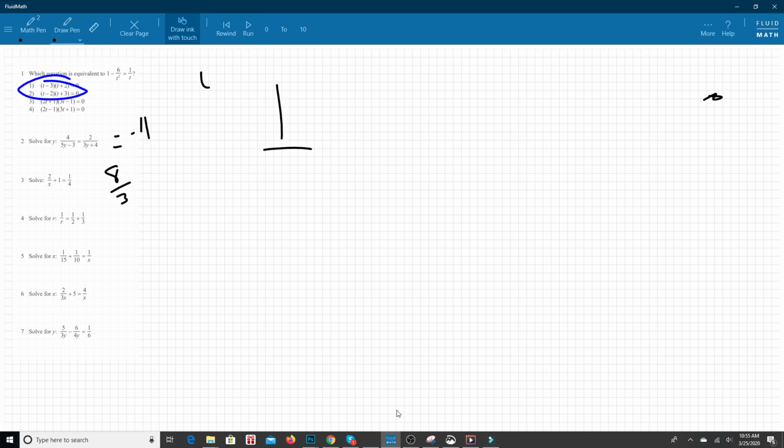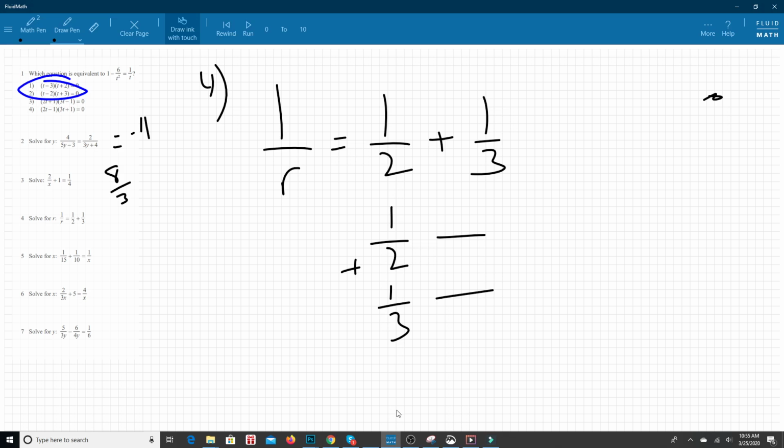So it says 1 over r equals 1/2 plus 1/3. In this case, we're going to look at the right-hand side first. Add that side up, simple enough. You have 1/2 plus 1/3. You get 6, 2 times 2, 3 times 3. So you have 5 over 6, which is going to be equal to 1 over r.